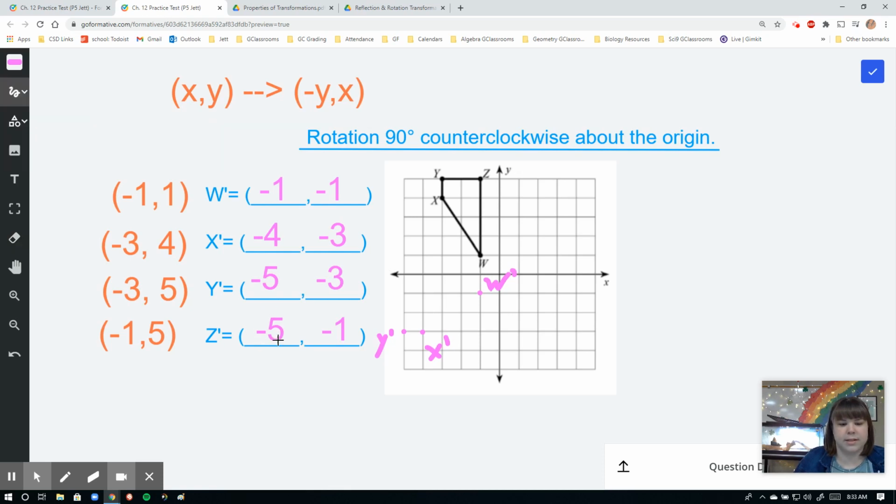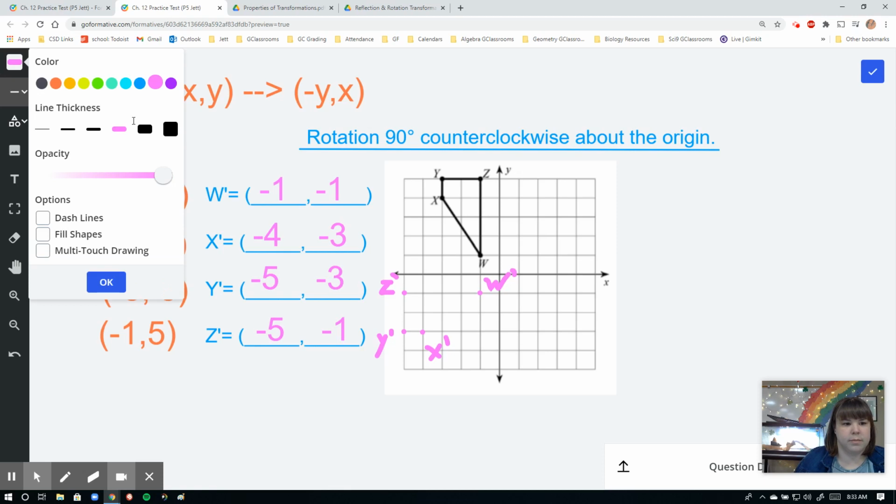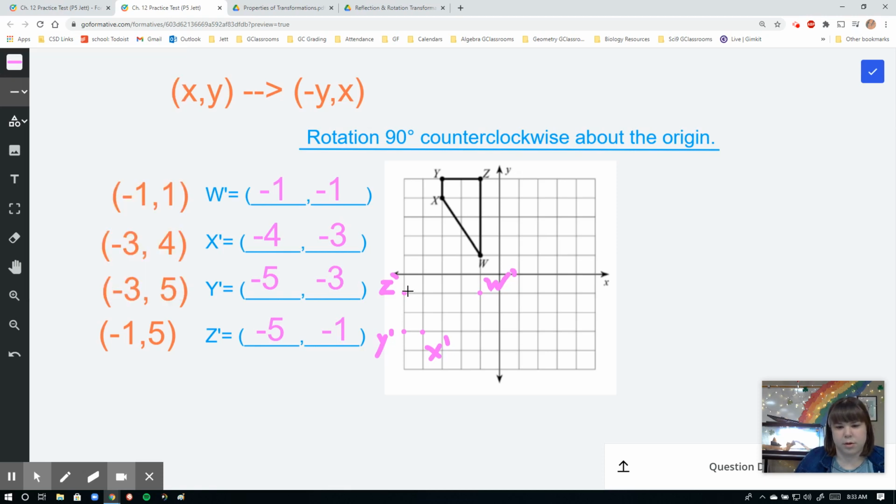And then last one is z prime. So that's at -5 and then -1. So it'd be right here. And that would be z prime. After that, you can use the line tool to make your shape. So here we go. So z prime to w prime to x prime to y prime to z prime. Cool. So that's going to be our rotation of 90 degrees counterclockwise.